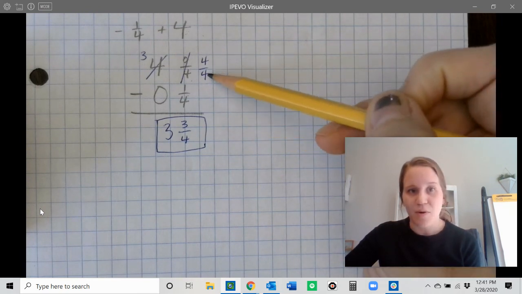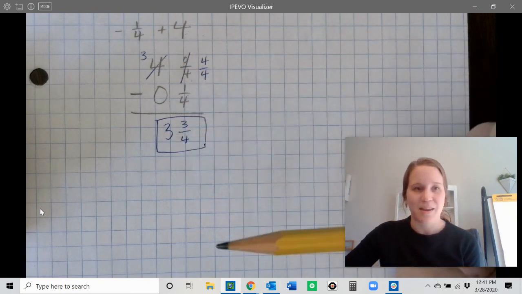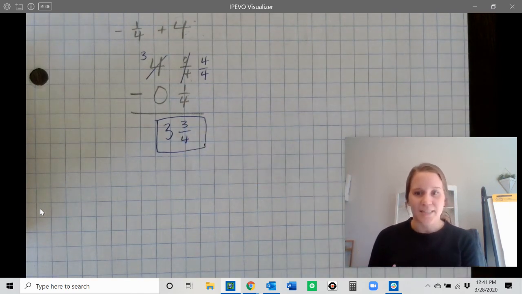This is my favorite part. 4/4 minus 1/4 is 3/4, and 3 minus 0 is 3. The number with the bigger absolute value was positive, so my answer is positive 3 and 3/4.